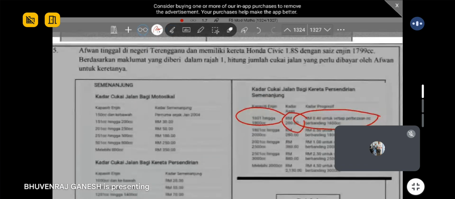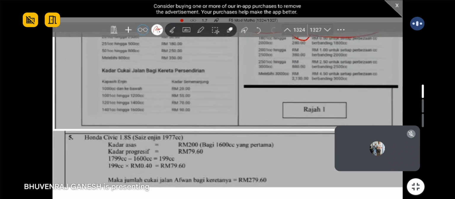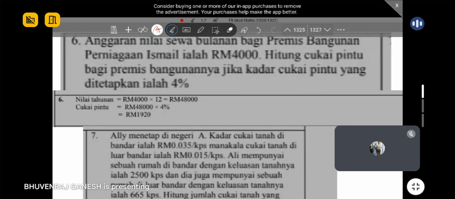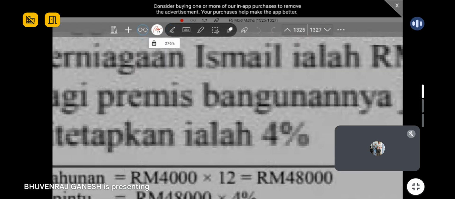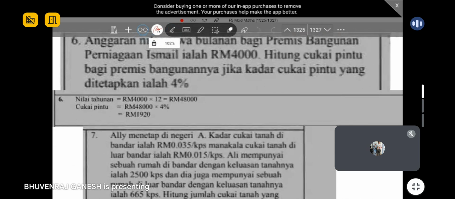Okay, so now they tell you 1799 cc. So basically, same step, 1799 minus 1600. This is your progressive rate times the rate, 0.4. Then you add both values, you get the answer. Clear, guys? For this question, should be okay, right? Oh, I already showed the answer. Okay, never mind. This question I discussed with you all because the answer is too clear.